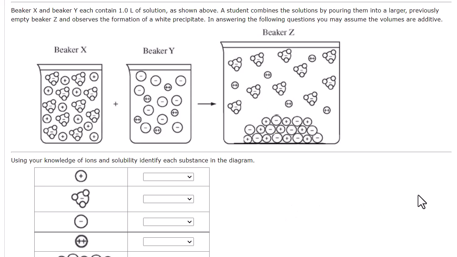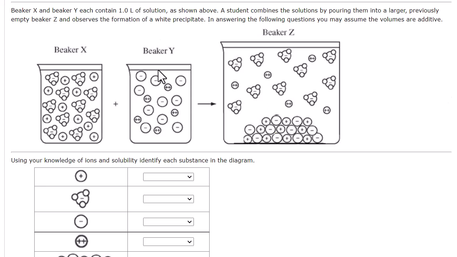Well, here we have an AP Chemistry particulate drawing, and you'll find them on all the AP exams, and this is pretty much what they look like. Let's look at this one and see if we can pick up some tips on how to think about these drawings. We have a beaker X and a beaker Y and a beaker Z here. We've got pluses and minuses that are going to represent something. In this case, they've got to be ions in solution.